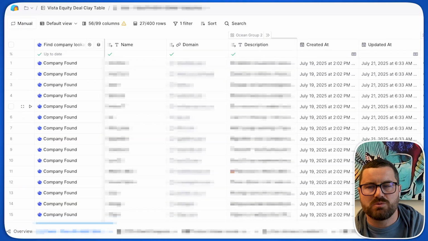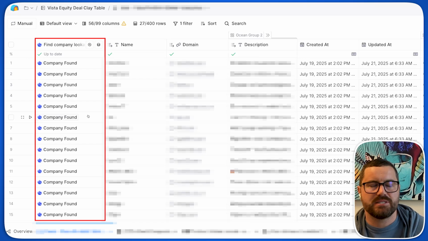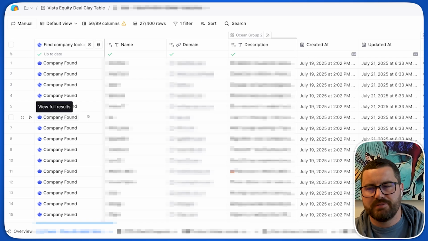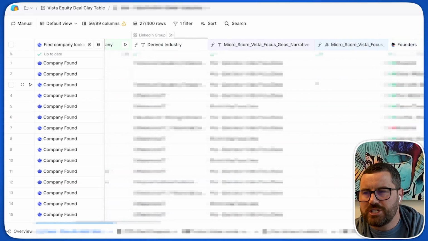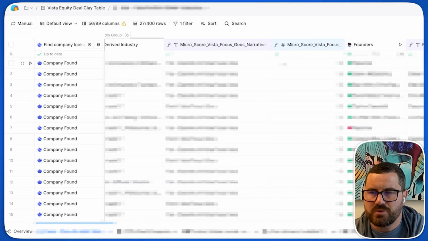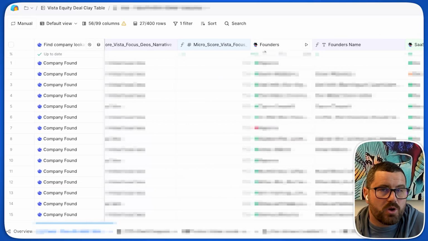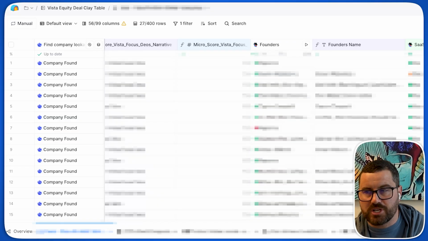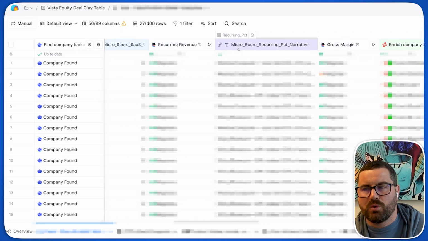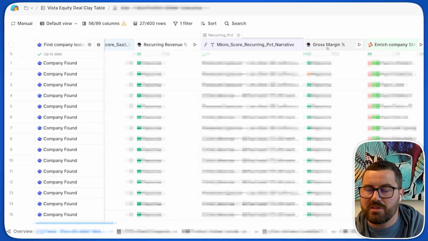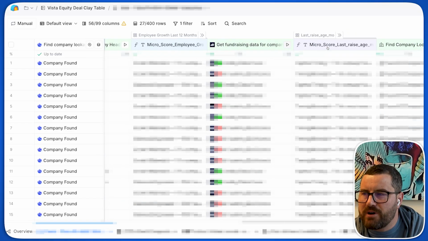So the first thing we did is we essentially go out and we look for lookalike companies to the existing organizations that they're already investing in, if you're thinking about that roll-up thesis. And what we're doing is we're enriching all of the company information so we can focus on all the quantitative and qualitative research that normal analysts at one of these firms would have to go through, which is: who are the founders? Are they a SaaS company? What's their vertical fit? What's their recurring revenue percentage? What are their gross margins? We're going to get fundraising data.